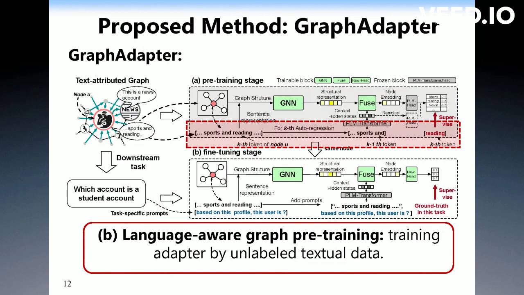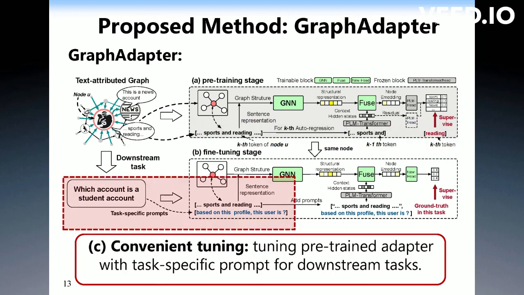Then we use unlabeled textual data to supervise the learning of the adapter, incorporating graph-aware adapters and LLMs to predict the next token. Once the adapter is trained, we can combine this framework with different task-specific prompts for various downstream tasks.